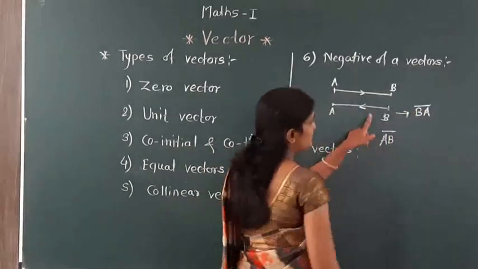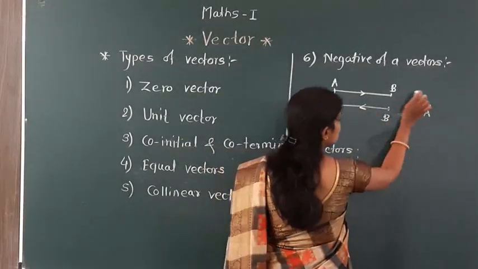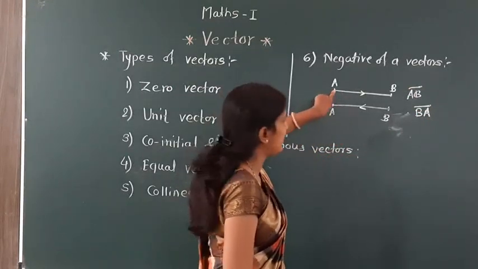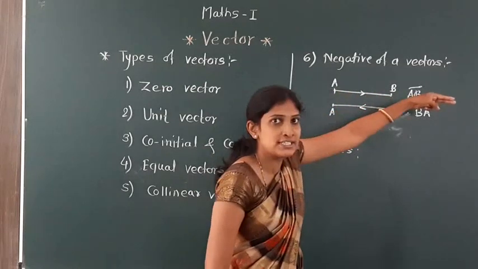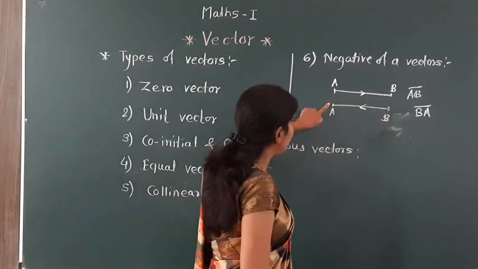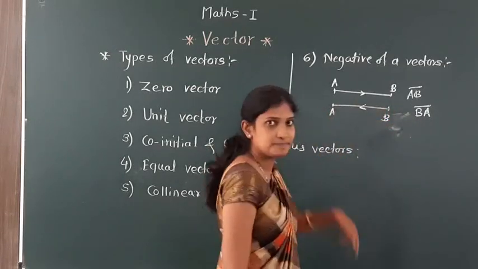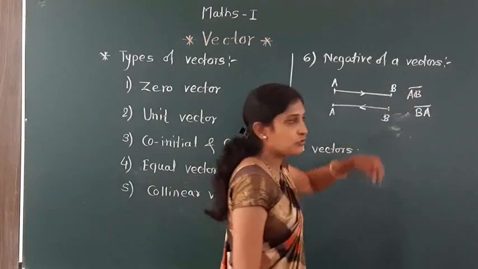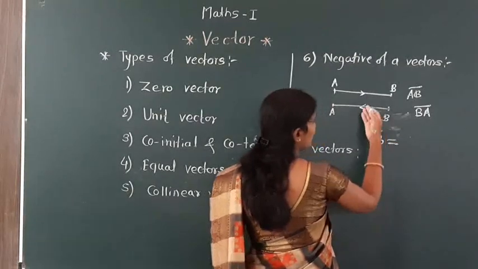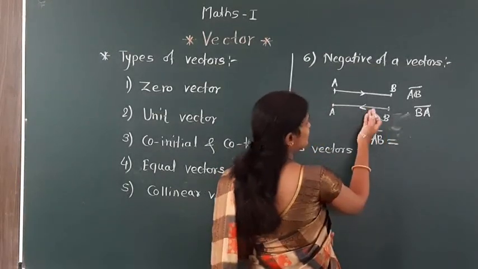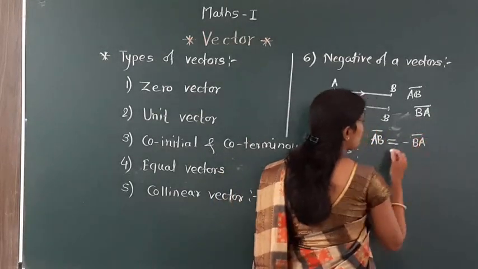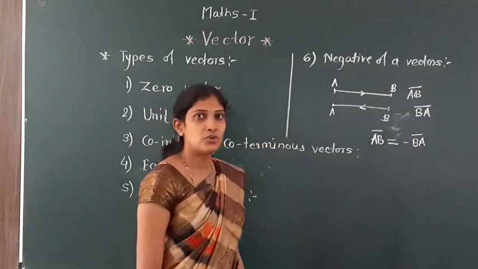This vector is BA bar and this vector is AB bar, because its initial point is here and terminal point is here. Its direction is on this side and its direction is on this side. So the initial point is here and the terminal point is this, so this is BA bar. What is the negative of a vector? AB bar is equal to minus BA bar, then these two become equal.